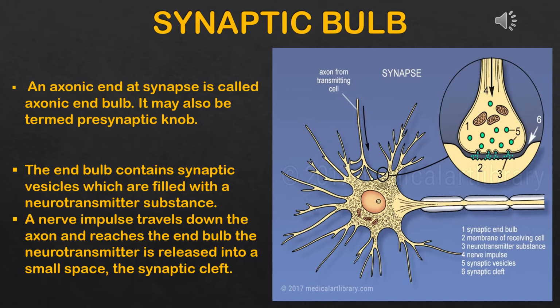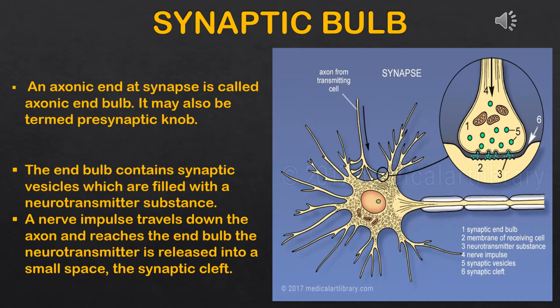A protective fatty covering called the myelin sheath envelops the long axons. It provides insulation to the axon. The axons transmit nerve impulses away from the cell body. The distal end of the axon is branched into axon terminals that end in a bulb-like structure called synaptic bulb. The synaptic bulb contains neurochemicals called neurotransmitters.